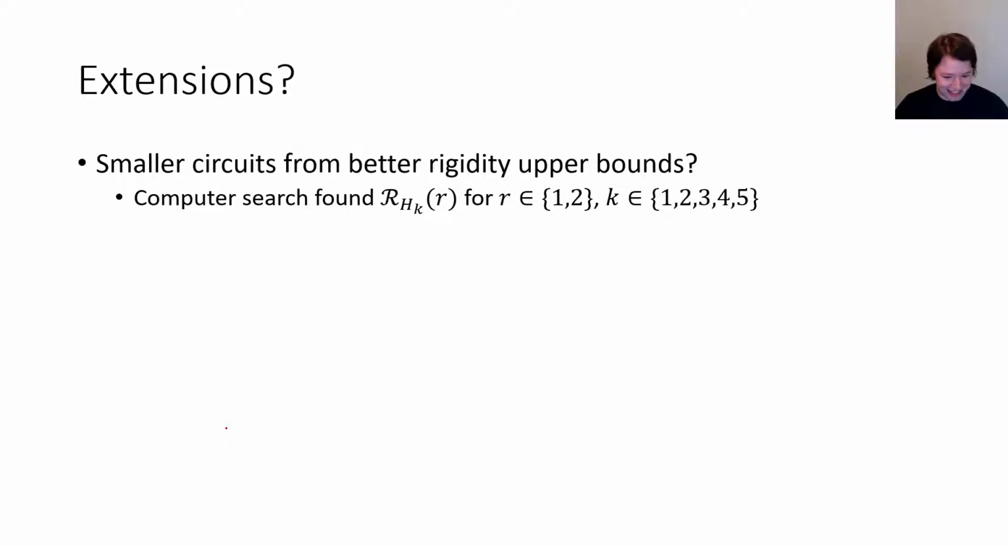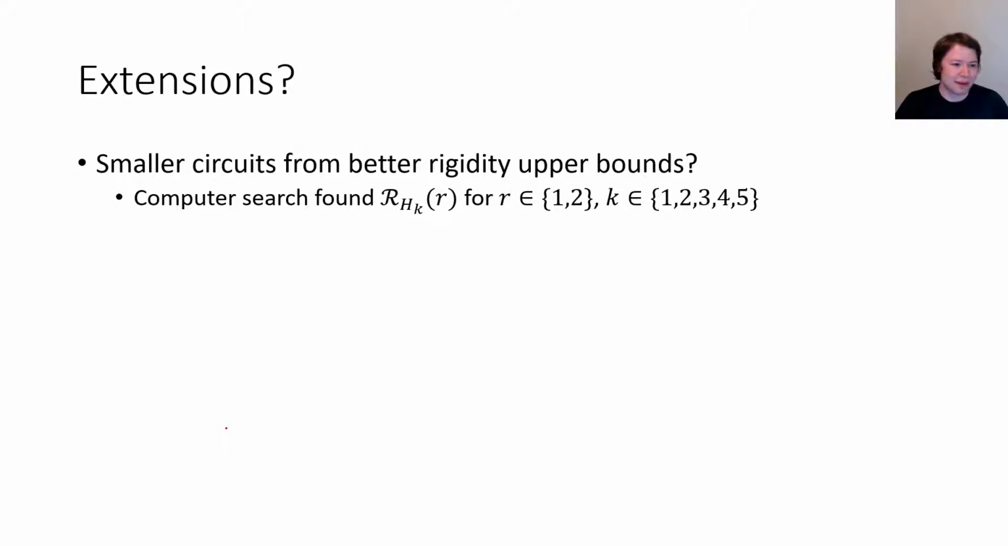And it seems like as these parameters are getting bigger, the constants you get in the construction are getting worse. But I don't know how to prove this. So the paper leaves open the possibility of actually improving the construction using a different rigidity upper bound.